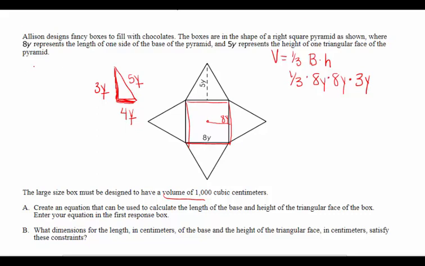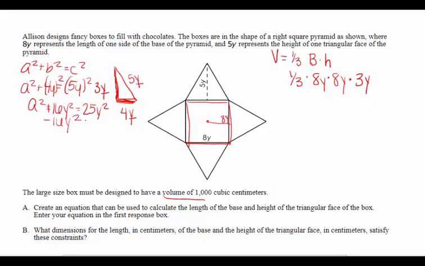So again, if you wanted to use the Pythagorean theorem, it's a squared plus b squared equals c squared. The 5y would be our c, and then we would have a squared plus 4y squared, and you could just simplify it. So a squared plus 16y squared equals 25y squared. Subtract 16y squared. a squared equals 9y squared. Square root of both, and that's also another way that you get 3y.